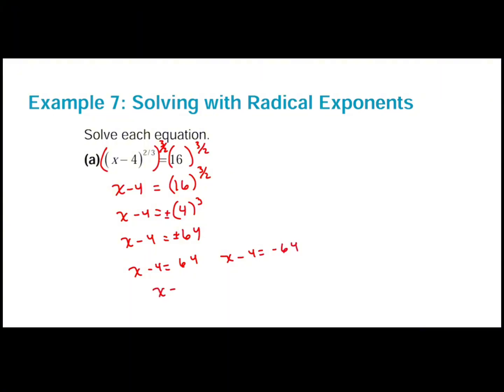So I'm going to have x is equal to 68, and then x is equal to negative 60. All right? So now you want to make sure that they both work. So you go back and you plug them in. They both check out.